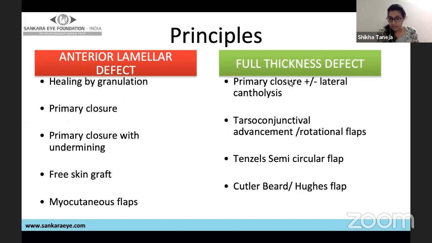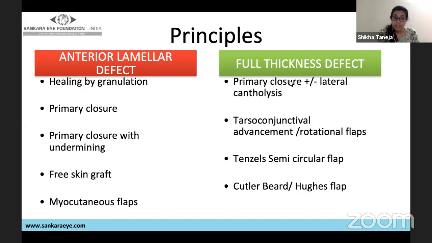So, as I discussed earlier, whenever we look at the lesion, look whether an anterior lamellar defect is there, or a full thickness defect, or a posterior lamellar defect. For example, if it's only anterior lamellar, that means only the skin or orbicularis is affected. In that situation, how do we go about the management?